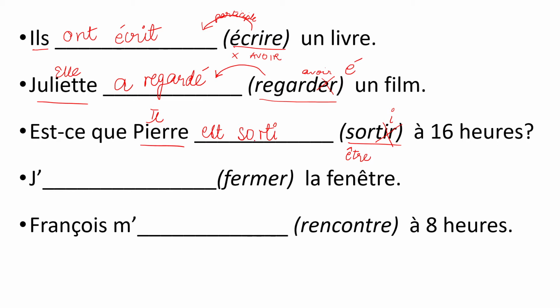Now, what is the additional rule when you have être as the auxiliary? Yes, you have to agree the participle with the subject. But if the subject is masculine singular, is there any agreement that takes place? No. Okay, masculine singular nothing, feminine singular extra e, masculine plural extra s, feminine plural extra e, extra s.